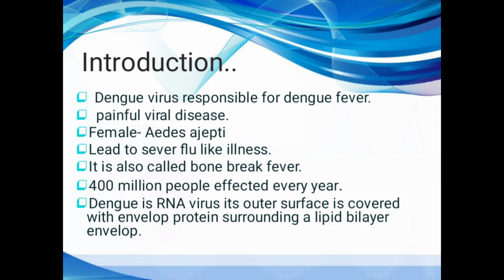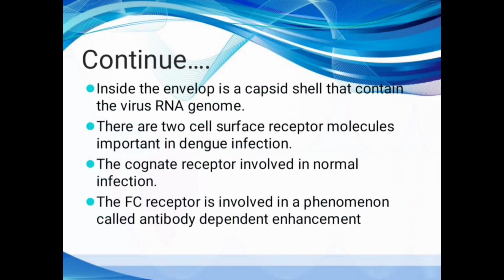Dengue is an RNA virus. Its outer surface is covered with envelope protein surrounding a lipid bilayer envelope. Inside the envelope is a capsid shell that contains the virus RNA genome. There are two cell surface receptor molecules important in dengue infection: the cognate receptor involved in normal infection, and the Fc receptor, which is involved in a phenomenon called antibody-dependent enhancement.